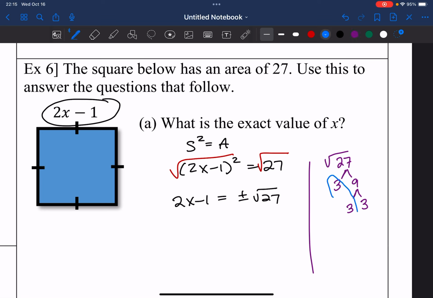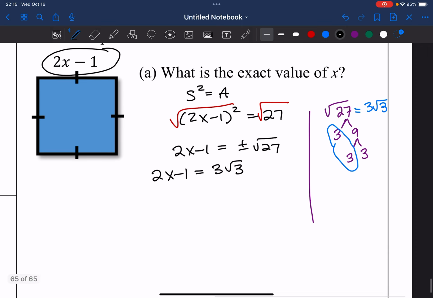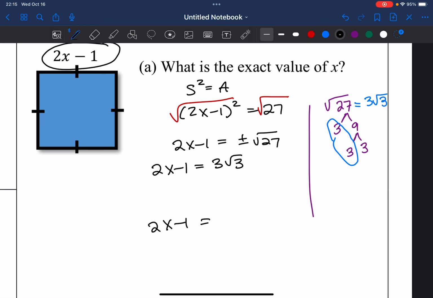I circle my pairs of 2, which means that the square root of 27 is the same as 3 square roots of 3. So I'm going to write that there. So 2x minus 1 is equal to positive 3 square roots of 3, and 2x minus 1 is equal to negative 3 square roots of 3. Then I'm going to add 1 to the other side. So I get 2x is equal to 3 square roots of 3 plus 1. And then divide by 2, so x is equal to 3 square roots of 3 plus 1 divided by 2.